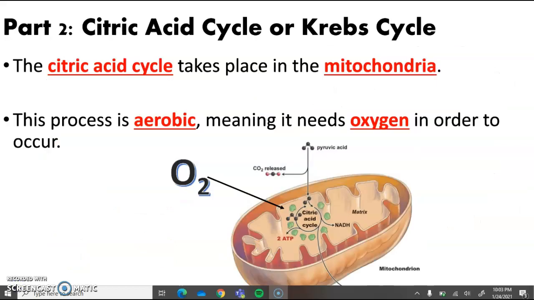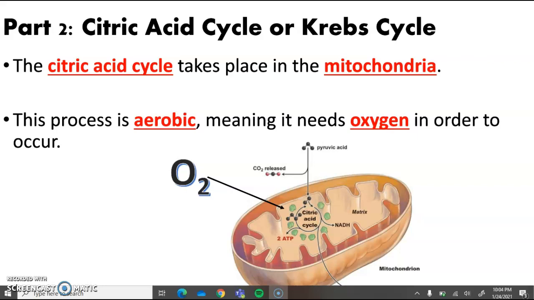As we said earlier, cell respiration needs oxygen in order to occur. And that's why the citric acid cycle, the next cycle, and again, guys, another name for that is the Krebs cycle. You might hear me referring to them as both throughout this PowerPoint. One of the reasons that I do is because I've seen both appear on MCAS, and I want to make sure that you guys are familiar with both terms.